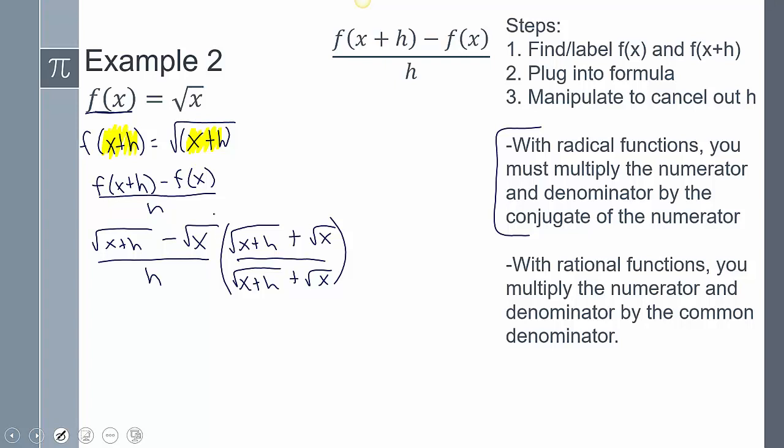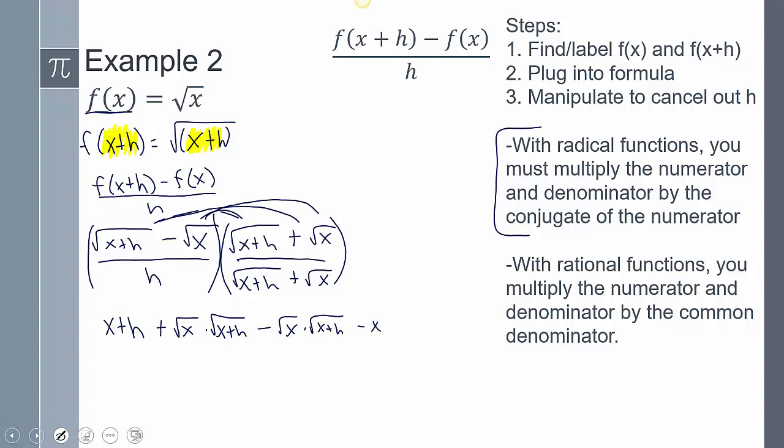So now, these get FOILed together. If I do first, I get x plus h. Outer, notice what's going to happen here, I get plus square root of x times square root of x plus h. Inner, so minus square root of x times square root of x plus h. And last, which is minus x. And that's going to be all over h times the square root of x plus h plus square root of x.